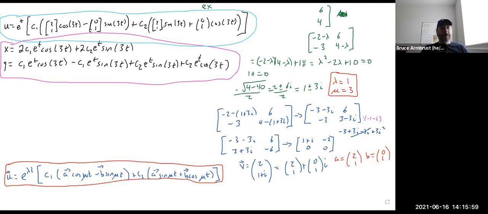All right, so complex eigenvalues lead to complex eigenvectors, which lead to a much more complicated solution. But that solution just comes from the fact that it's complex. It leads to sines and cosines, because that's what happens with Euler's formula.